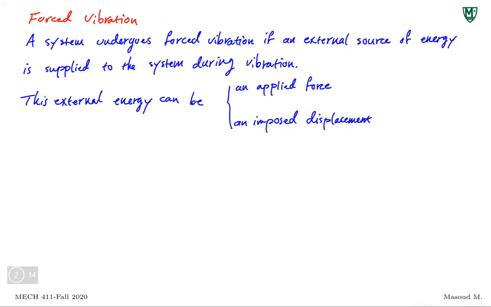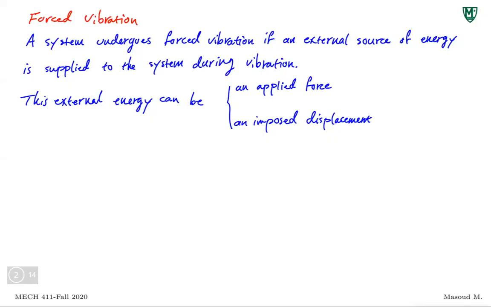If it's an imposed displacement, I'm also constantly giving some energy to the system. I'm preventing the energy of the system from totally dissipating, or the energy is still dissipating, but I'm compensating for that dissipation by supplying that force or displacement. Now, depending on the form of this applied force or imposed displacement, we're going to have different types of situations.